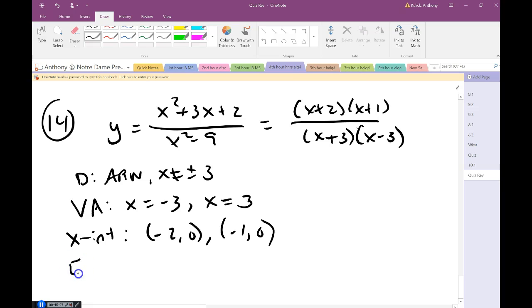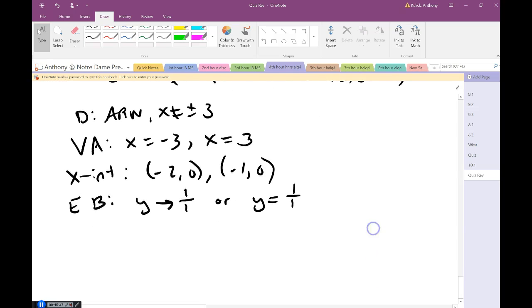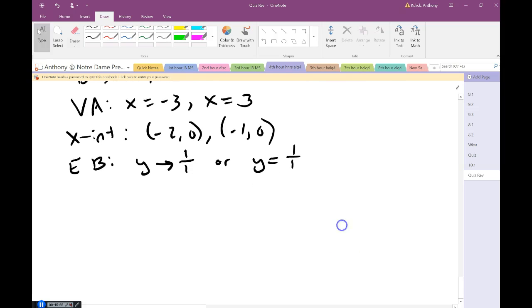And then my end behavior, since the degrees are the same, I know it's going to be y approaches the leading coefficient over the leading coefficient, or y equals the leading coefficient over the leading coefficient. I'm not going to know which one it is quite yet until I look at the graph and I plot some points for this, though. This is the one where it's tough to tell the difference. Okay so far, Reed? Okay. So let's make our table.